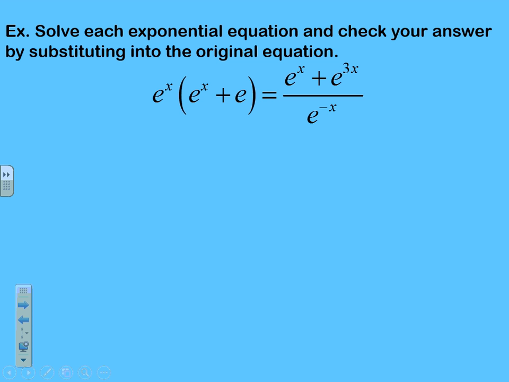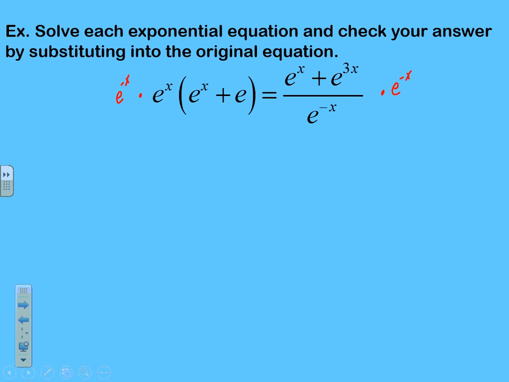So the only thing that we really need to try and do is just simplify a little bit so we can get our variables under one base on the left side and one base on the right side. That way we can set the exponents equal to each other. So looking at the equation here, I'm going to get rid of the denominator on the right side by multiplying e to the negative x power on the left side and the right side of the equal sign.